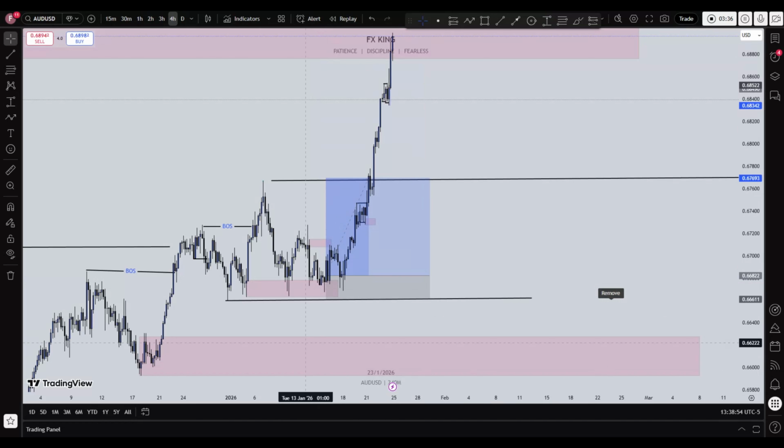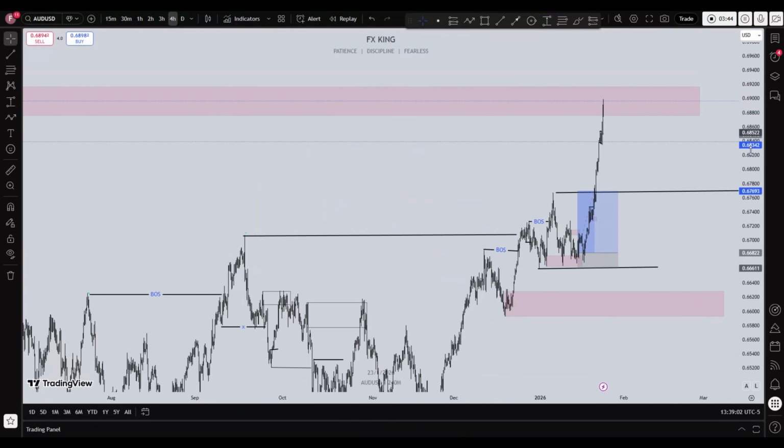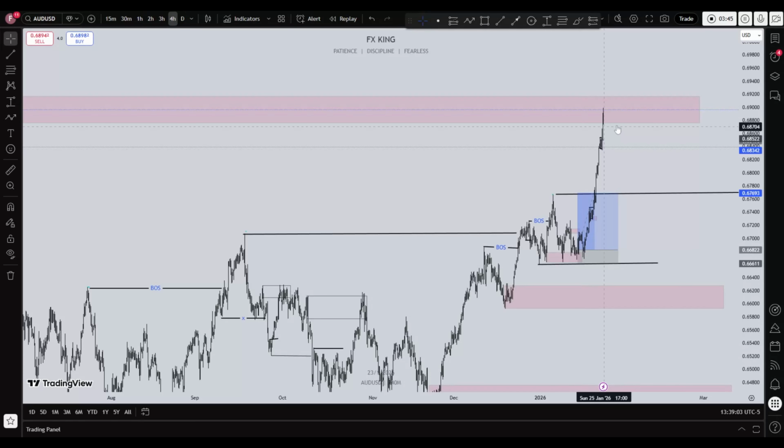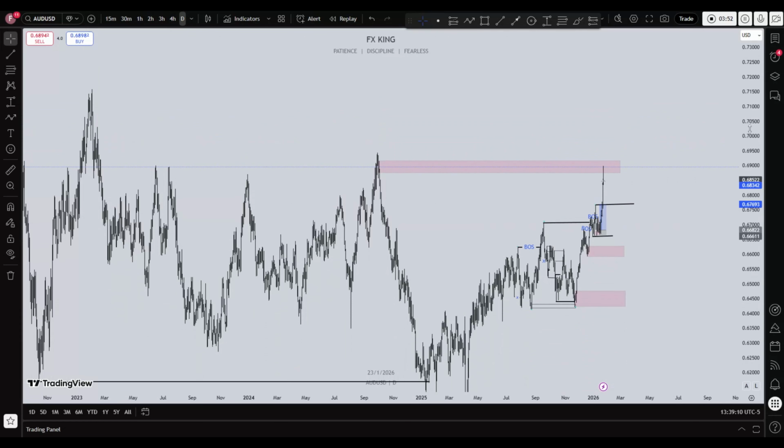So now we are not here to deal with past events, right? We are not here to deal with past events. Let's look at what we're expecting now. This market has extended, so we are expecting some sort of a pullback. Now this market has extended up to a daily supply zone here.